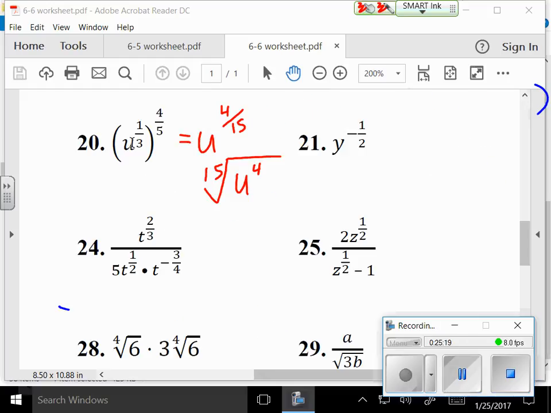Number 20, u to the 1/3 taken to the 4/5 power. The rule is to multiply the exponents together, which will become u to the 4 over 15 exponent. 4 over 15 doesn't reduce. If you wanted to write it in radical form, it would be the 15th root of u to the 4th. Or you could leave it in exponential form.